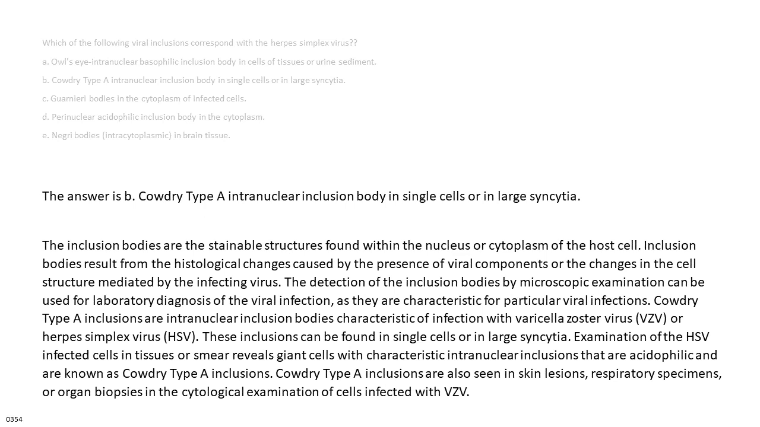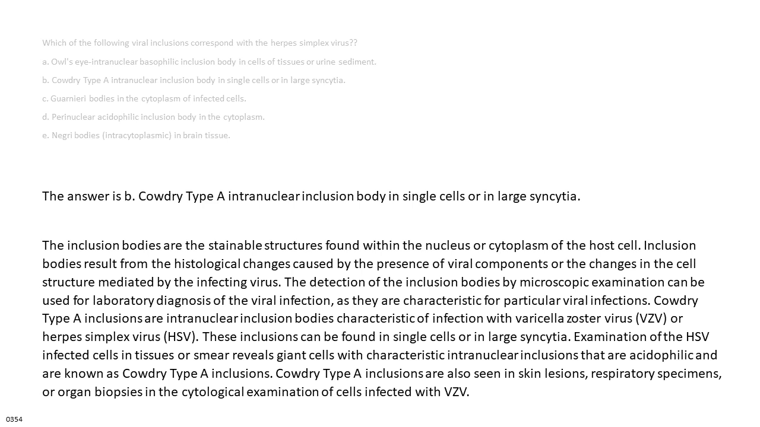The answer is B. Cowdry type A intranuclear inclusion body in single cells or in large syncytia. The inclusion bodies are the stainable structures found within the nucleus or cytoplasm of the host cell. Inclusion bodies result from the histological changes caused by the presence of viral components or the changes in the cell structure mediated by the infecting virus. The detection of the inclusion bodies by microscopic examination can be used for laboratory diagnosis of the viral infection, as they are characteristic for particular viral infections.